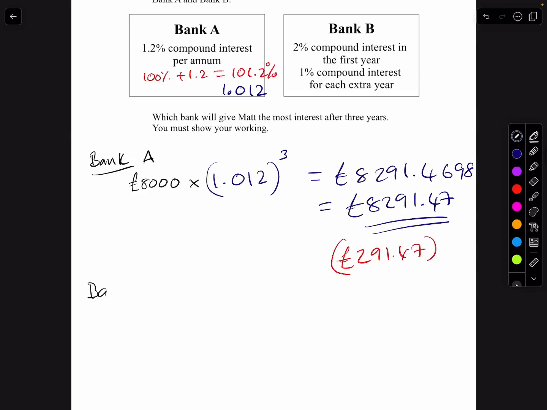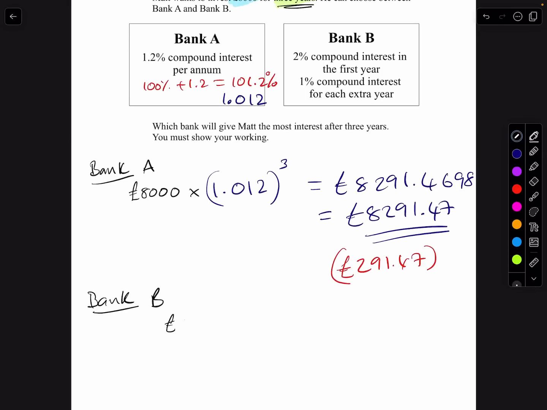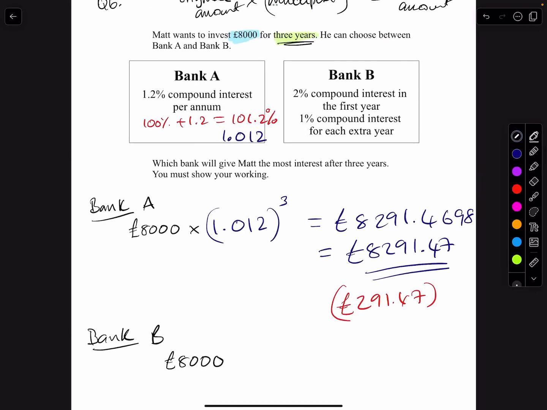And Bank B now, where you're investing £8,000. The first year you get 2%. We're going to do the same way, guys: 100 plus 2%, which is 102%, and make that into a multiplier, so it's going to be 1.02. And for this one, it's going to be 101%, and to make that into a multiplier, we're going to do 1.01. Now for the first year, we get the 2%, so it's going to be times by 1.02.